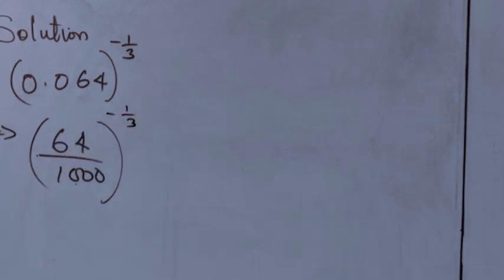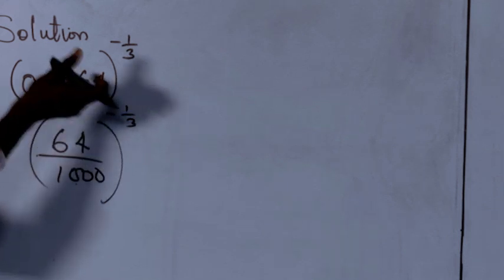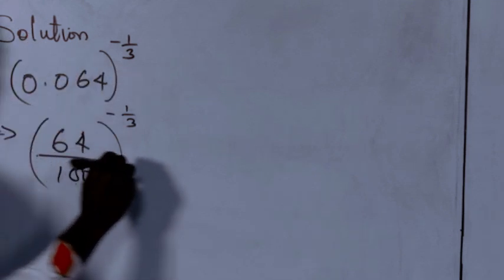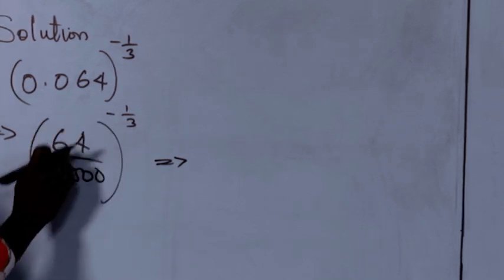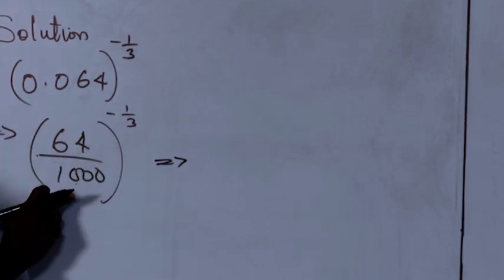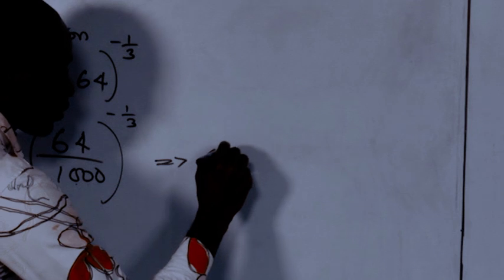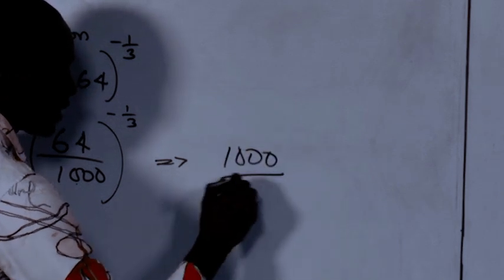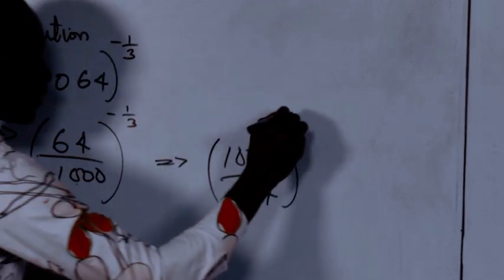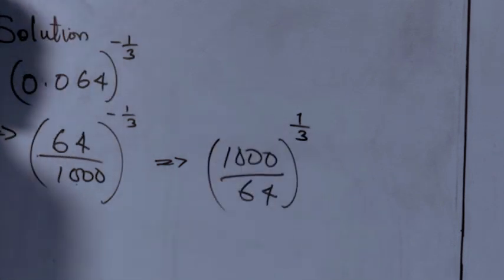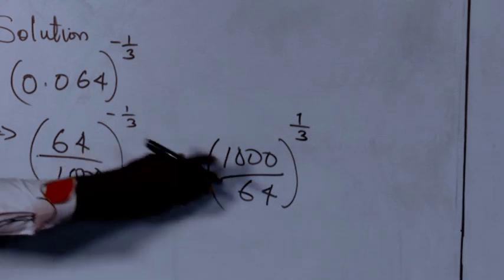Now we can eliminate this negative power by taking the reciprocal of 64 over 1000. The reciprocal of 64 over 1000 is 1000 over 64. We are not going to have a negative power again, but we have 1 over 3. It eliminates the negative power. So we have this.